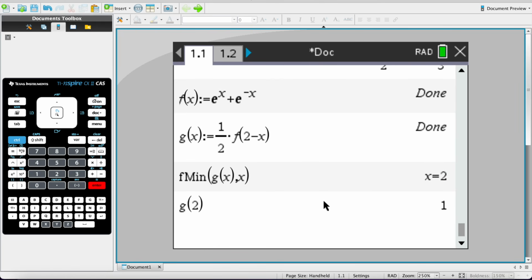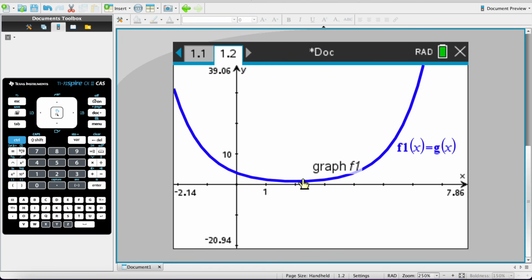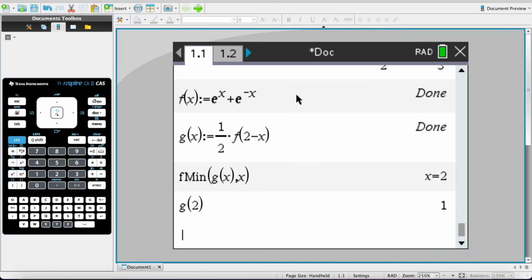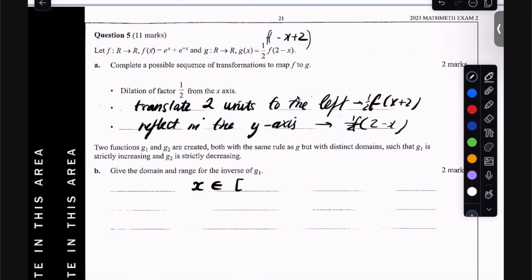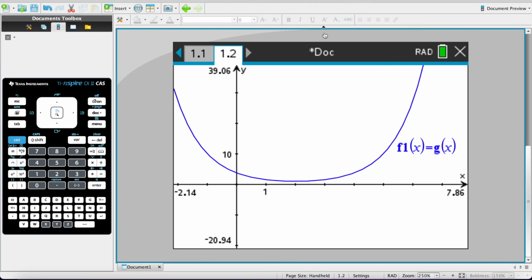It's 1. So that means g of x is strictly increasing from 2 all the way up to infinity, right? So domain x is an element of 2 to infinity, and remember we include the endpoint for strictly increasing, and that means g1 is an element of 1 to infinity. So that's the range, because the y value is 1 and it goes all the way up.